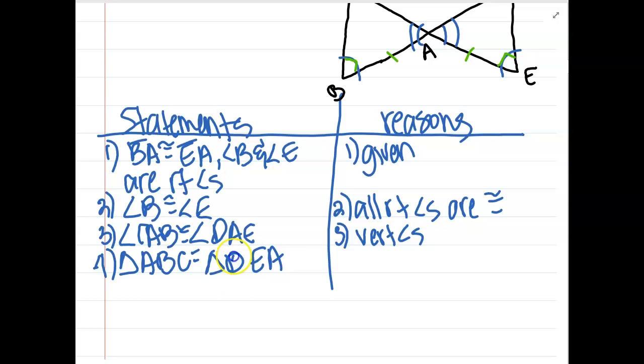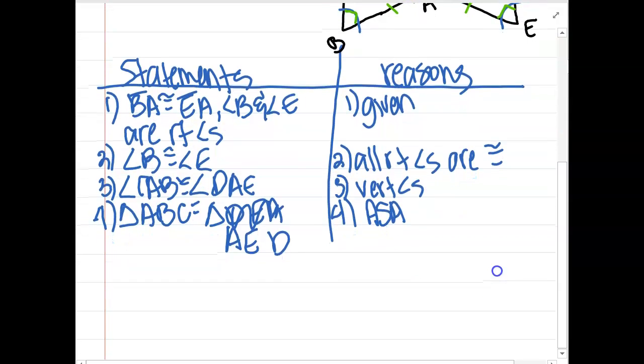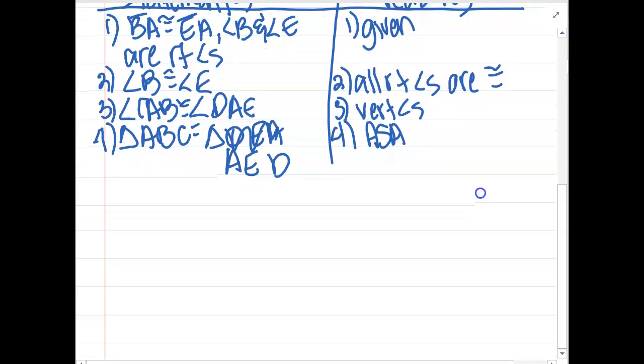Wrong order. Because angle, side, angle. Questions on that first proof?